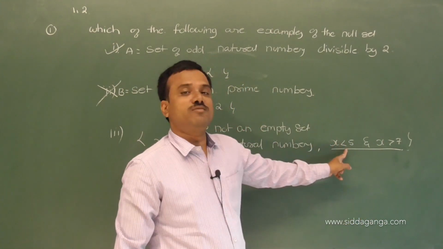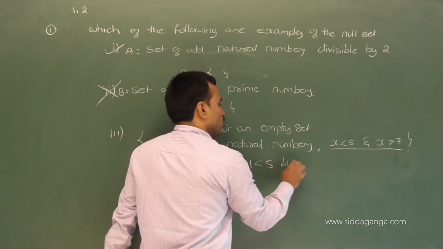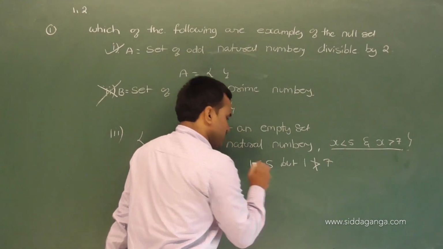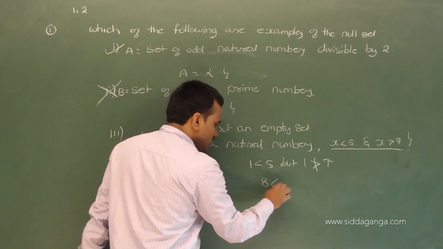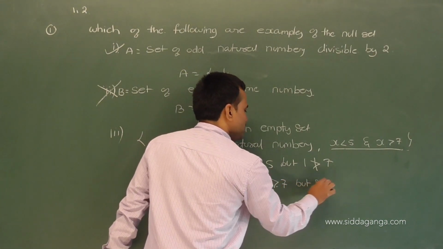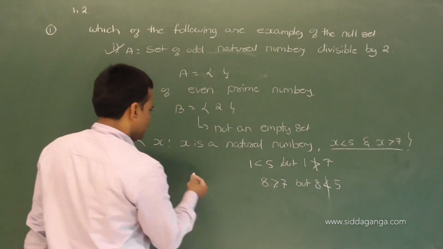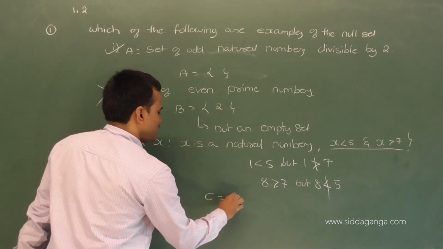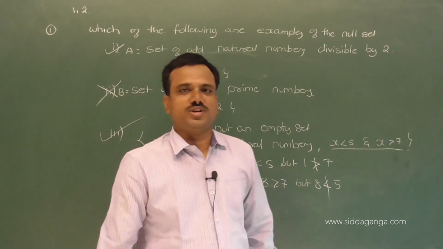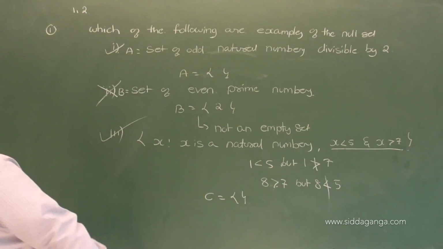1 is less than 5, but 1 is not greater than 7. If I write 8, 8 is greater than 7, no doubt, but 8 is not less than 5. That's why this set, which I call C, is an empty set. Correct? This set we call an empty set. Fourth question.